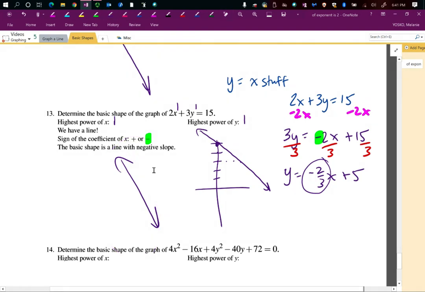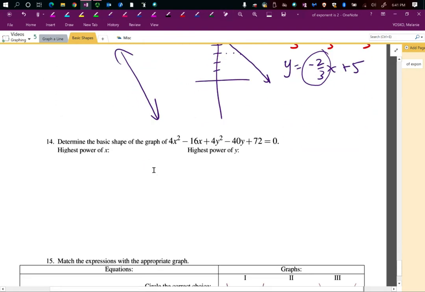Let's try another. Determine the basic shape of the graph of 4x squared minus 16x plus 4y squared minus 40y plus 72 equals 0. Highest power of x. Oh, look right here. We have an x squared, 2. So it's a parabola, right? Highest power of x is 2.